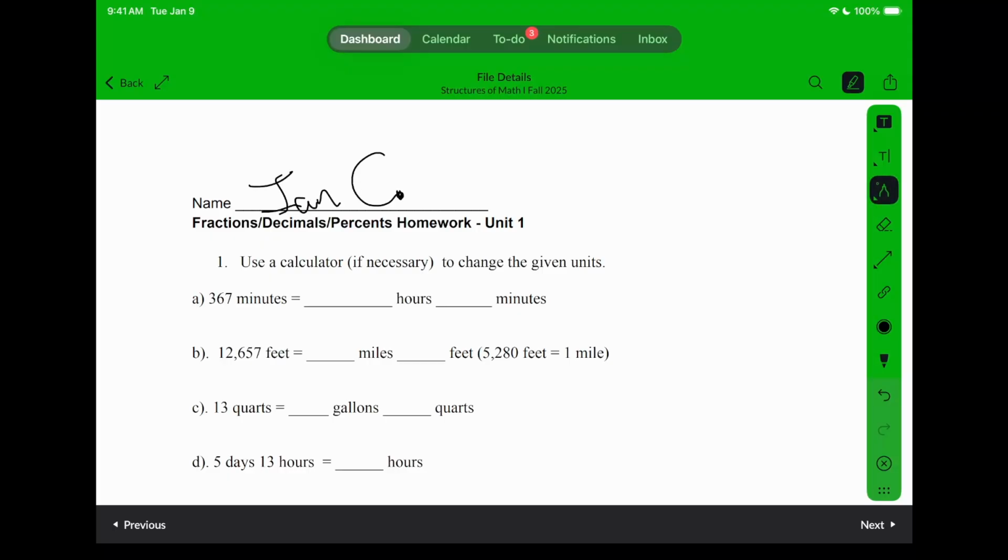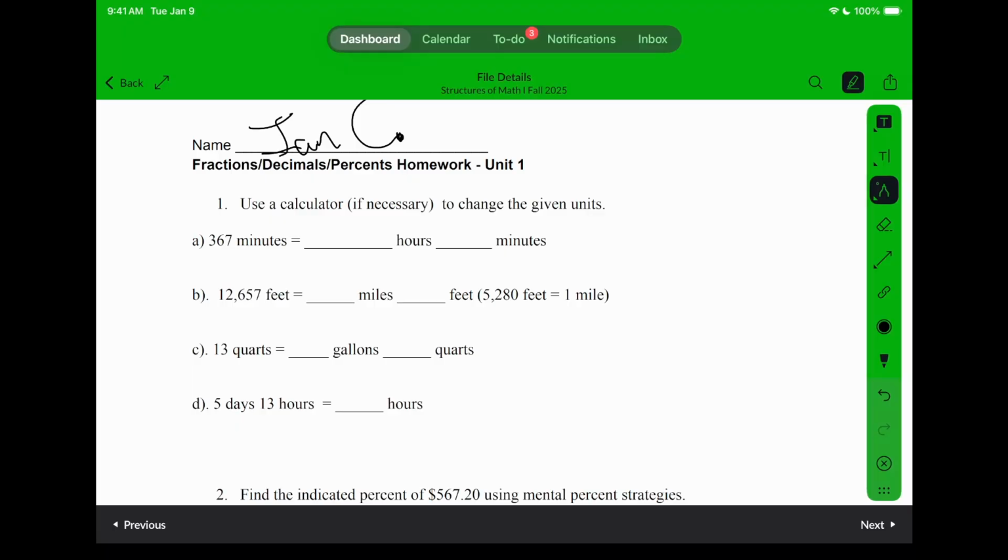Today I'm doing the fractions, decimals, and percents review. This is the last part of Unit 1. Next video after this is Unit 2. So, wrapping up the Unit 1 review.